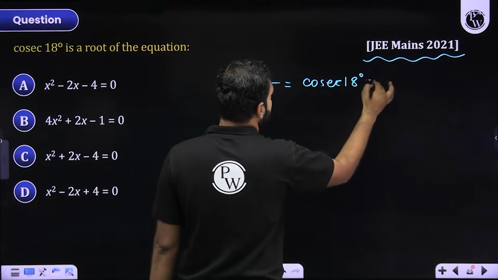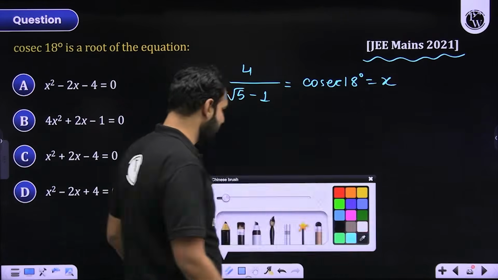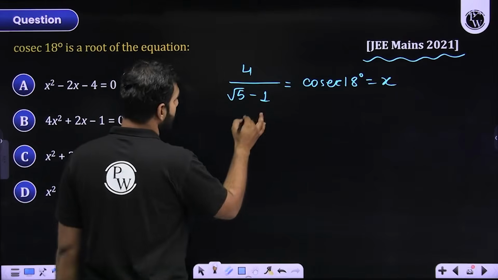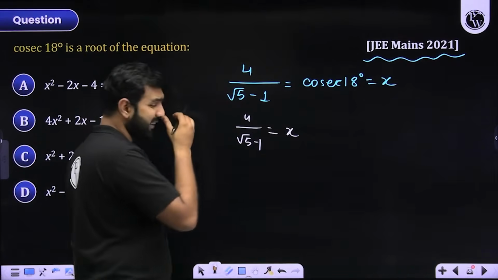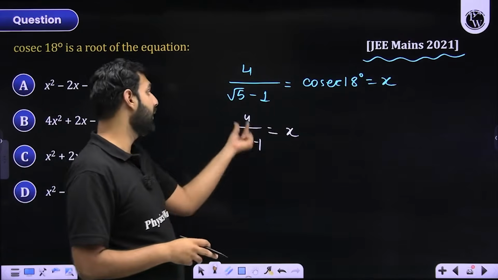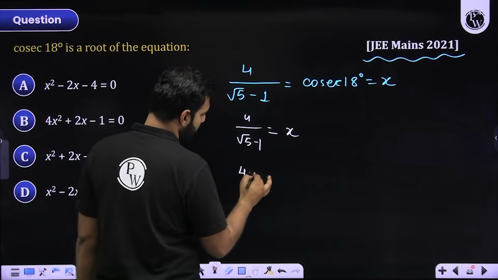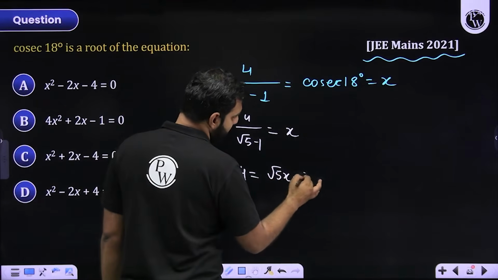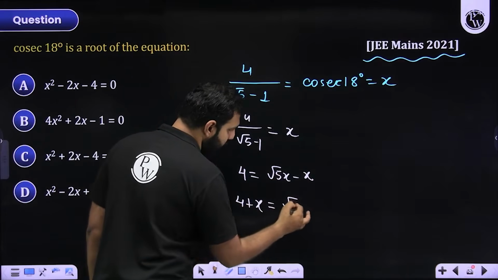So, let's say this is the value of x. This is one of the values of x, alpha or beta, whichever root you wish to take. So, if this is x, what is x? 4 upon root 5 minus 1, which is x, because it is cosec 18 degree, because sine 18 degree is root 5 minus 1 upon 4. I'll take root 5 minus 1 here. So it is going to be 4 is equals to root 5x minus x. Let me bring this x here. So it is going to be 4 plus x is equals to root 5x.